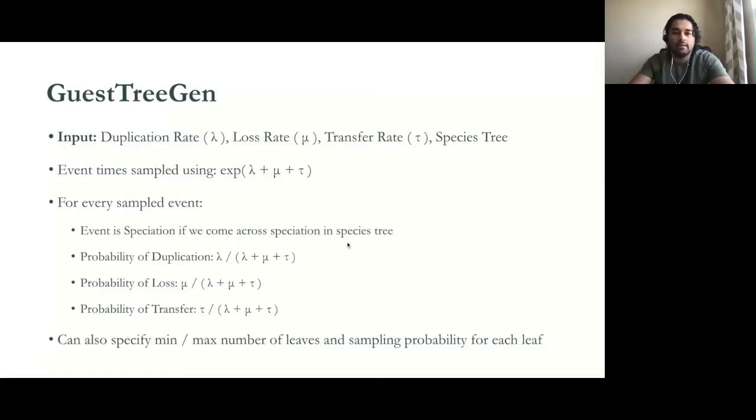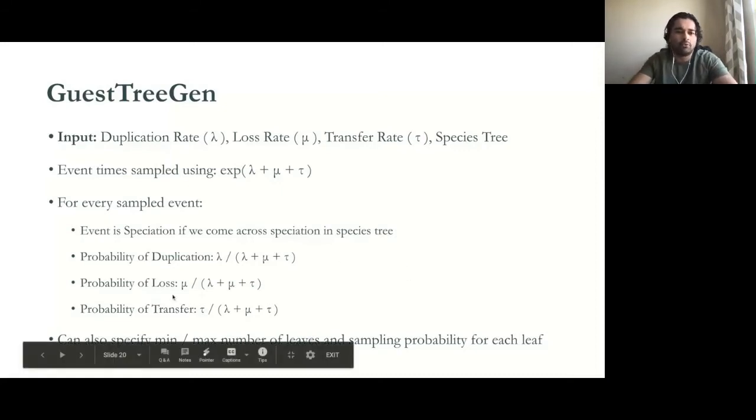And again, the sum of these rates would correspond to how frequently you would sample these different evolutionary events. And for each sampled event, similarly to before, you would have a probability of that event being a duplication or a loss or a gene transfer, depending on the ratio of that specific parameter compared to the sum of the combined set of the different parameters that you give it.